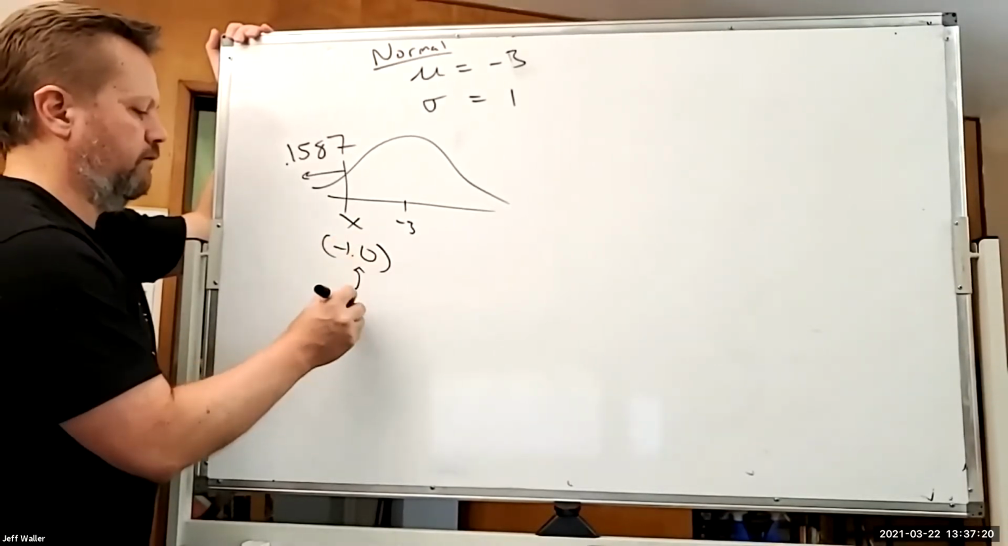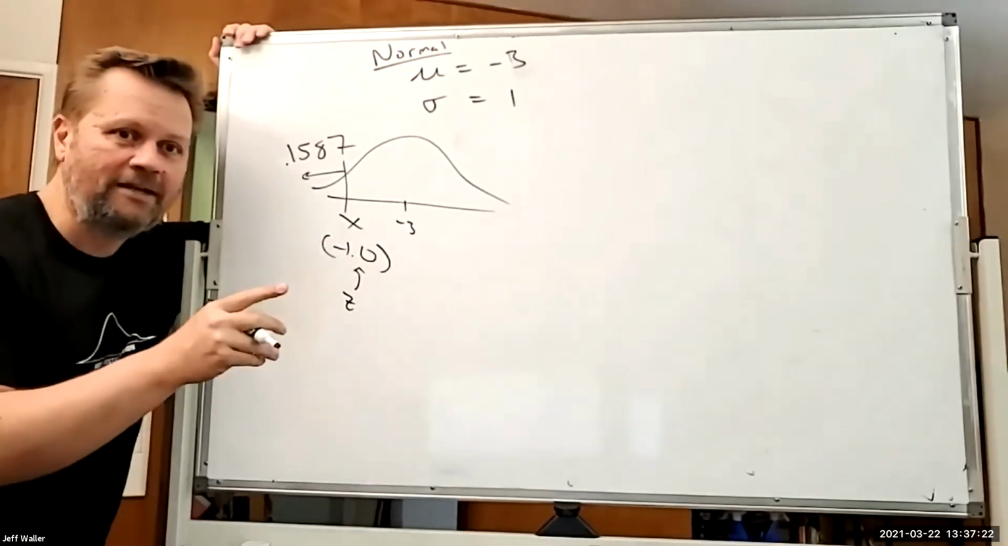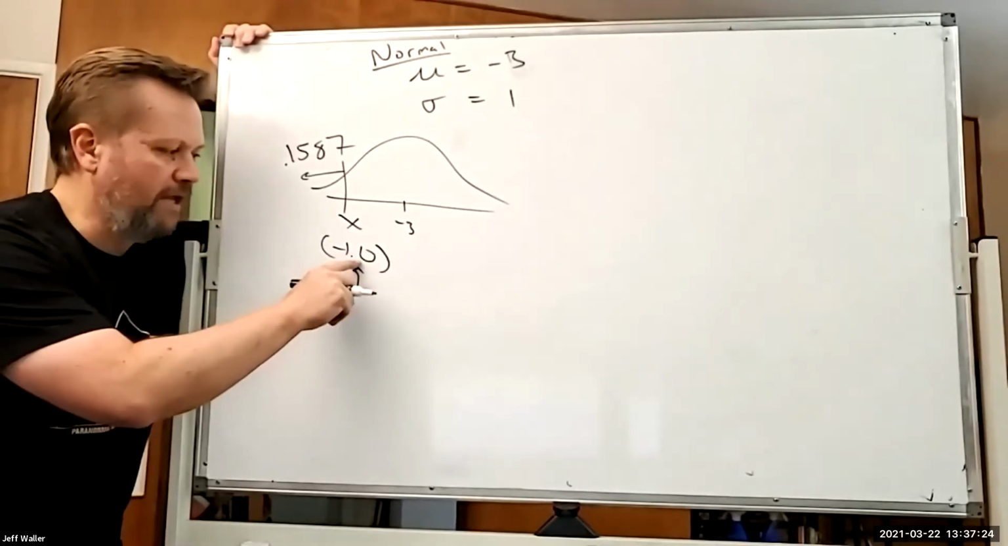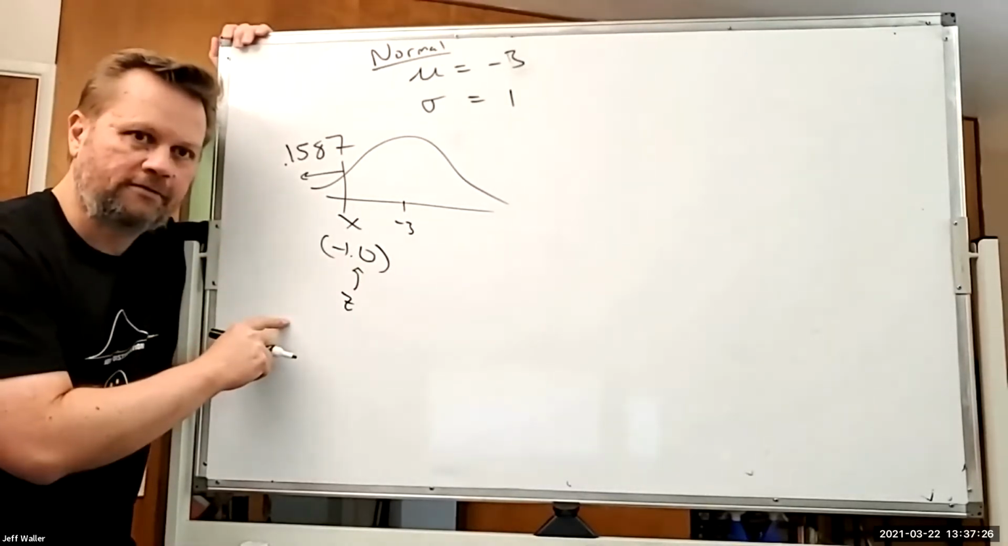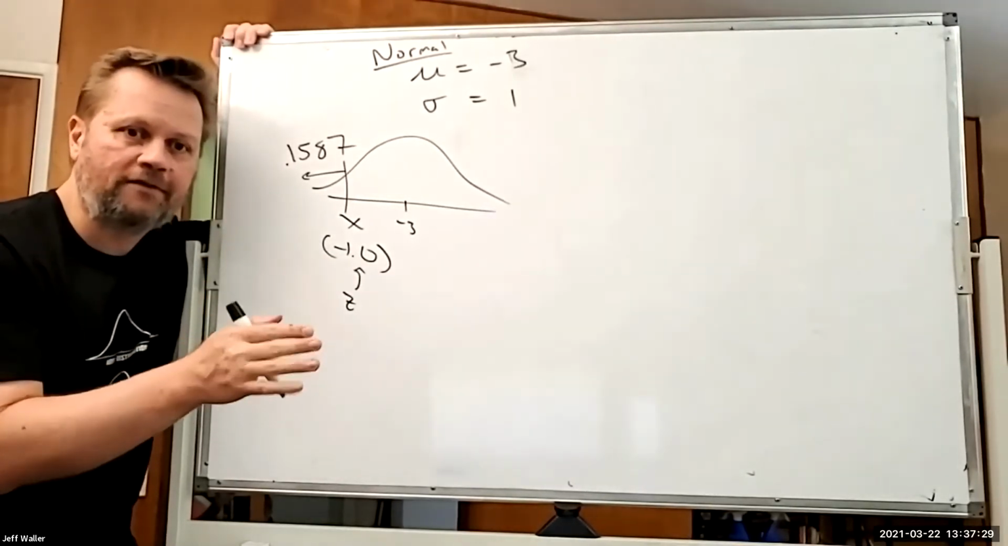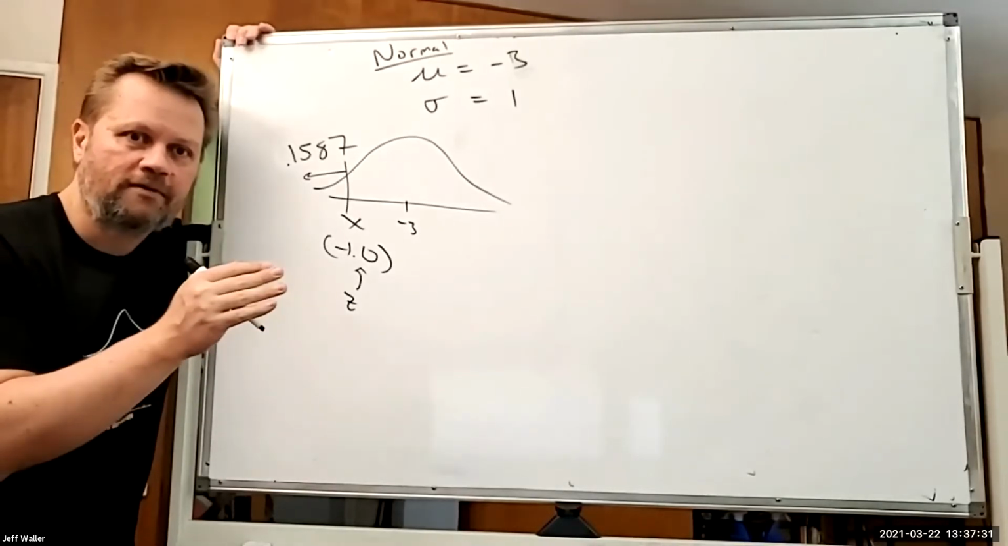I like it. Now, does everybody see how she got -1.0? Or does anyone not see? If you don't, let me know.